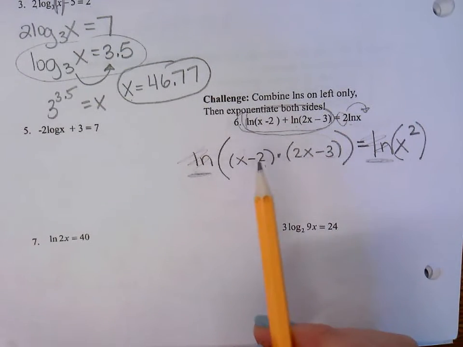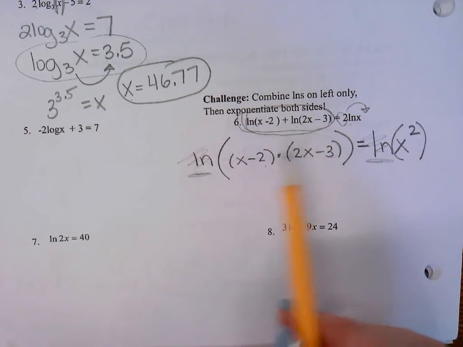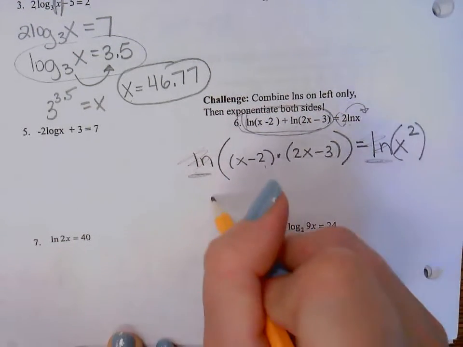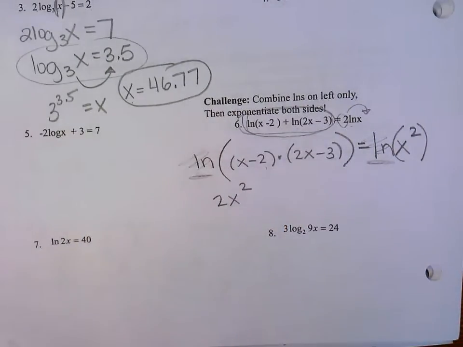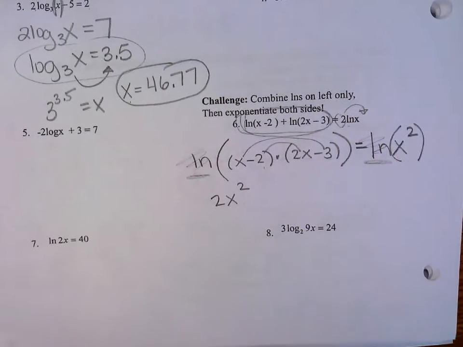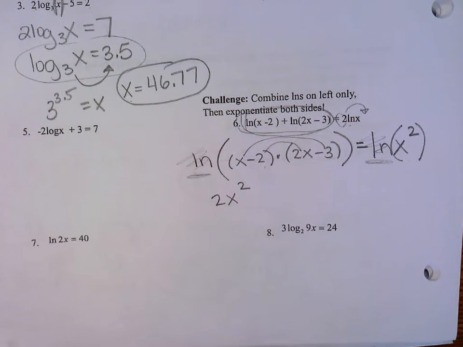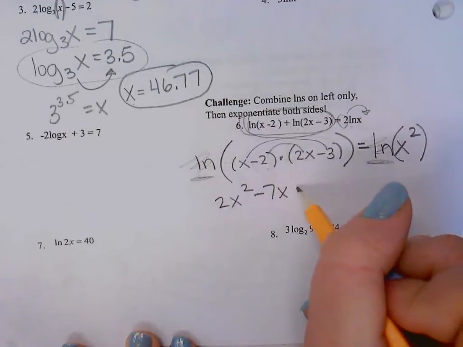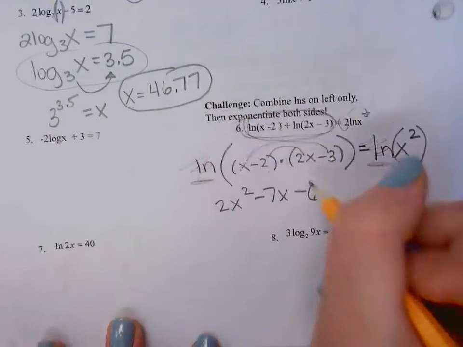And how do I multiply this binomial together? Let's simplify the binomial. So 2x squared, right? And then what? Do my outer plus my inner. This is a challenge, so this would be a good bonus for your test, but multiplying binomials, this is a lot of work. Negative 7x minus 6 equals x squared.